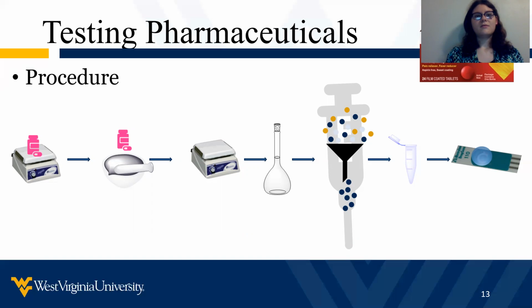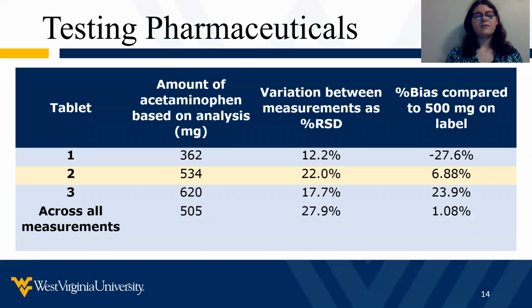3 drops of this solution were analyzed for each tablet, and 3 tablets were analyzed for a total of 9 measurements. The overall results were accurate with a low bias around 1%. However, the results for each tablet were less accurate, and there was very high variability between the measurements. And we know that the tablets themselves were accurate and consistent, and so we suspect that a major source of this variability is that the tablets had a coating, and so when they were ground up, it was difficult to make them homogeneous.